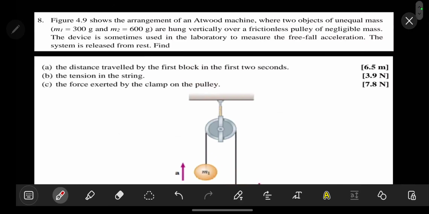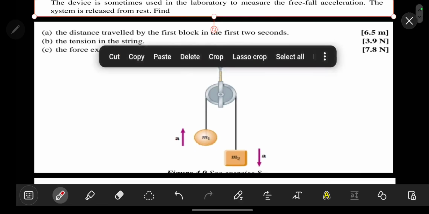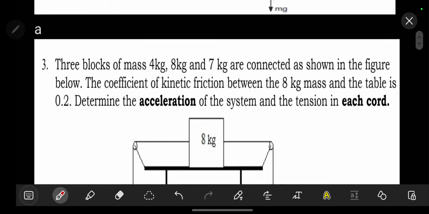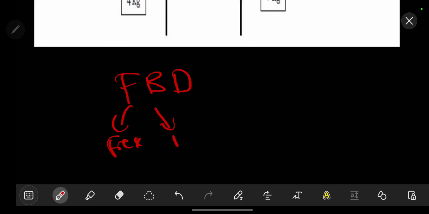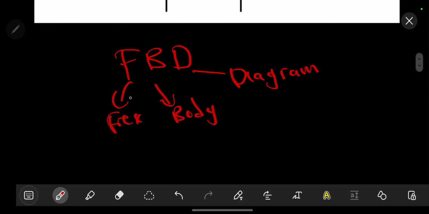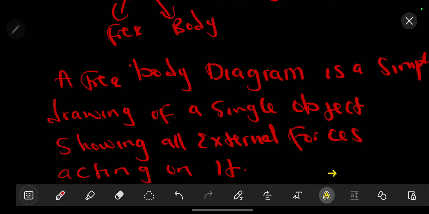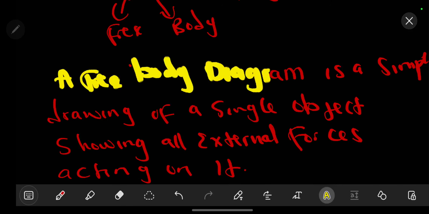So let's begin. Before we answer the question, we need to understand what the free body diagram is. The free body diagram is FBD, which is F for free, B for body, D for diagram. So the free body diagram is a diagram that shows the forces acting on an object as if it is isolated. So basically that is what a free body diagram is.